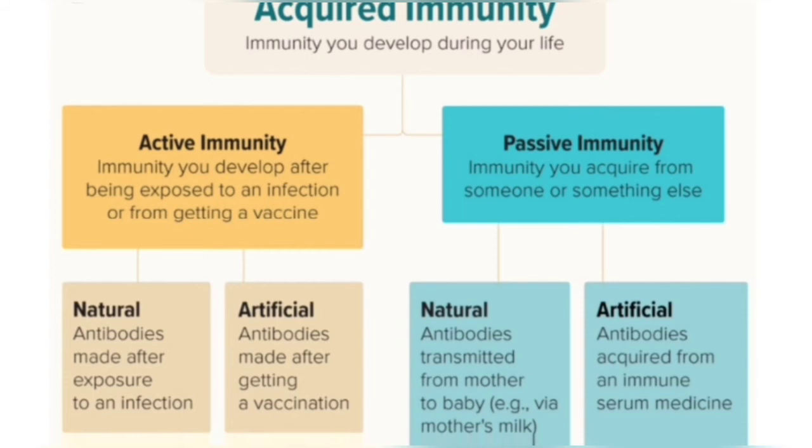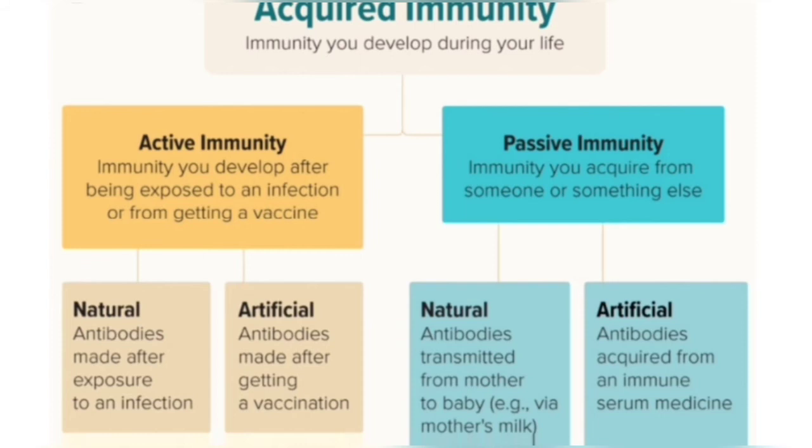Active immunity is what you develop after being exposed to an infection or from getting a vaccine. There are two types, natural and artificial. Natural active immunity means antibodies made after exposure to an infection.